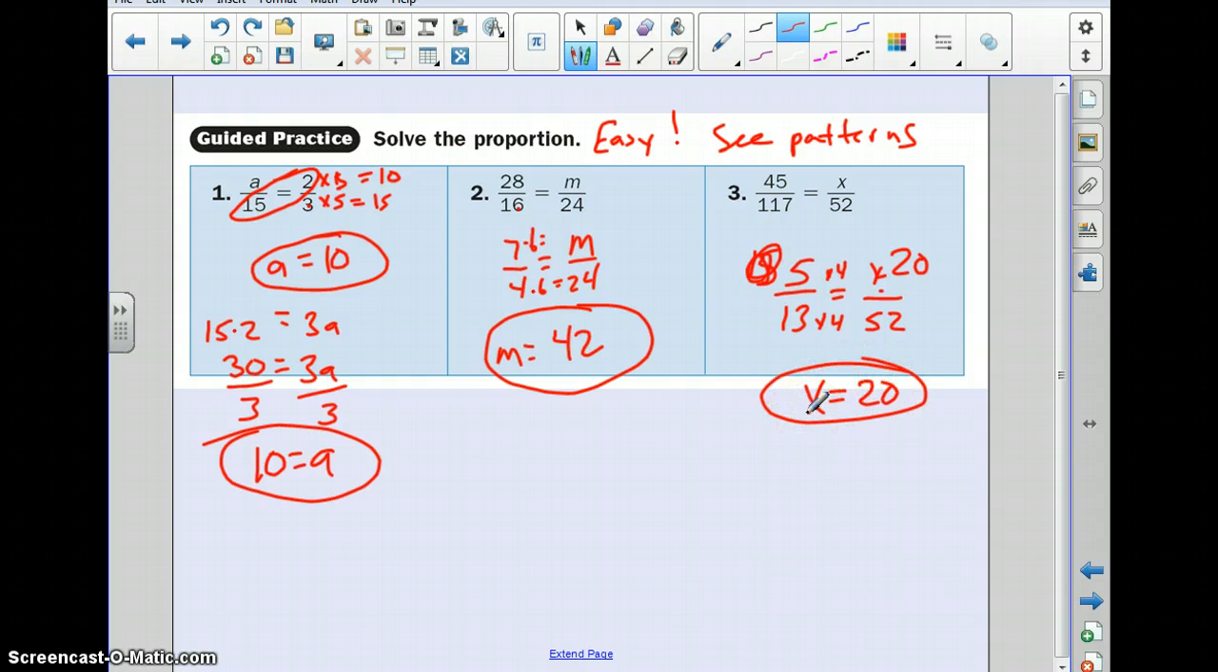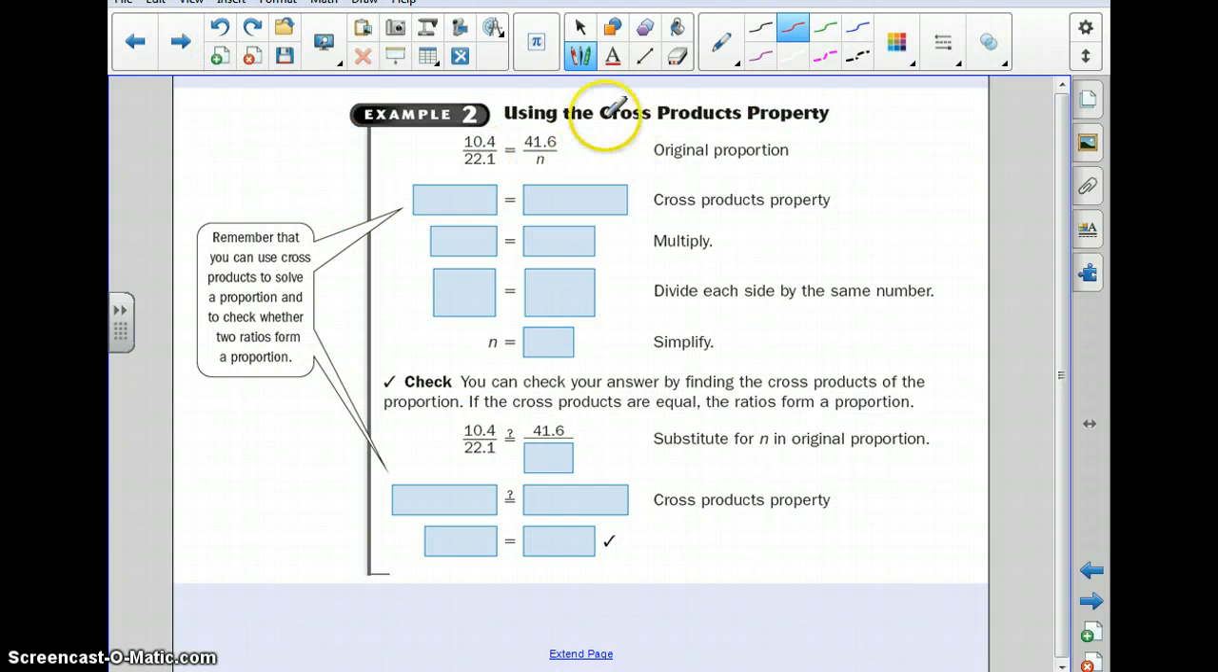Now we're getting to the 10-minute mark, so we're going to try to rush through a little bit to our next couple examples. With this one, we have to use cross products. There's no way to really make this one easy. So to do cross products, I multiply 22.1 times 41.6, and that ends up giving me 919.36 equals, and then I take 10.4 times n. 10.4n. Divide by 10.4, divide by 10.4, and n is going to equal 88.4.